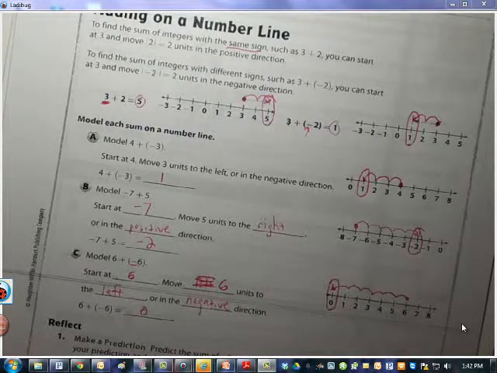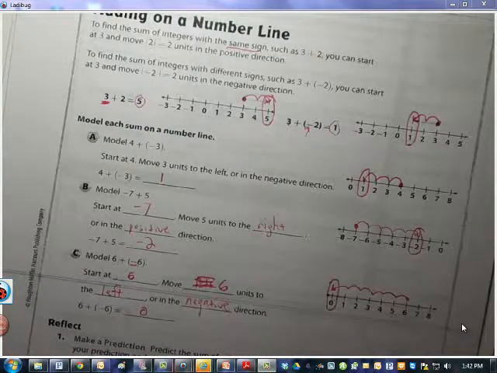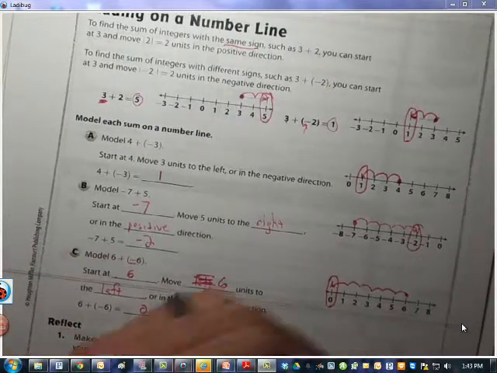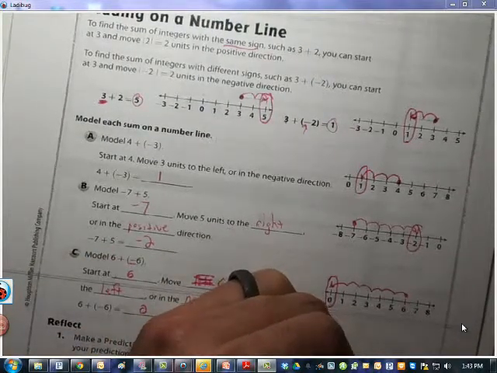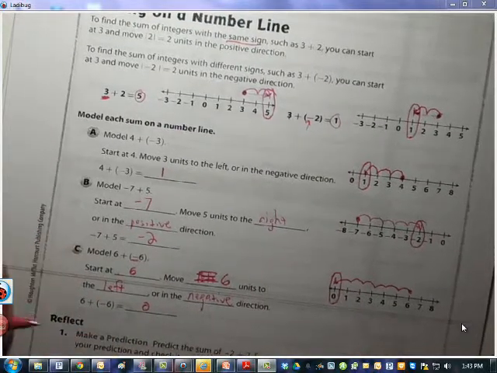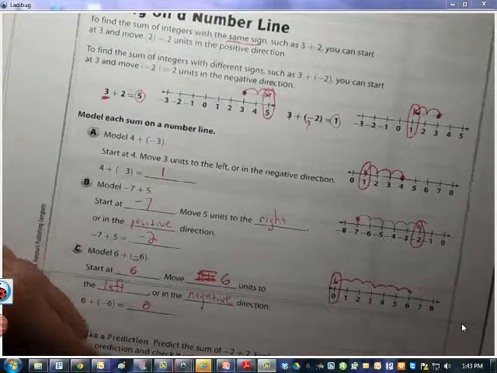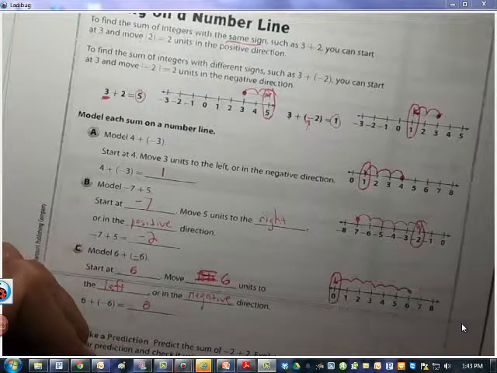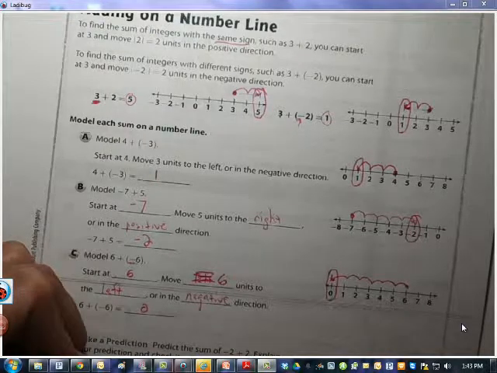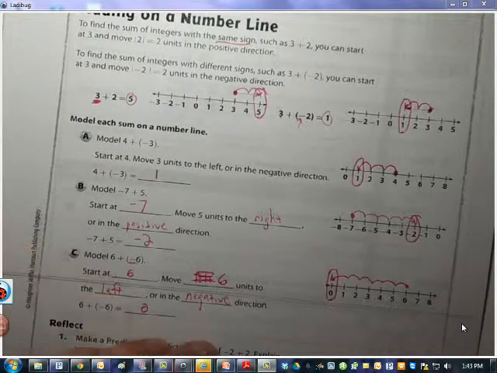Alright, now we're going to make a prediction. Predict the sum of negative 2 plus 2, explain your prediction, and check it using the number line. Okay, so we're going to start at negative 2. We're going to move it 2 spots in the positive direction. 1, 2. Okay, that gives us 0. So explain your prediction. If I start at negative 2, but I move it 2 steps in the positive direction, I'm just going right back to 0. Here it is right here on the number line.